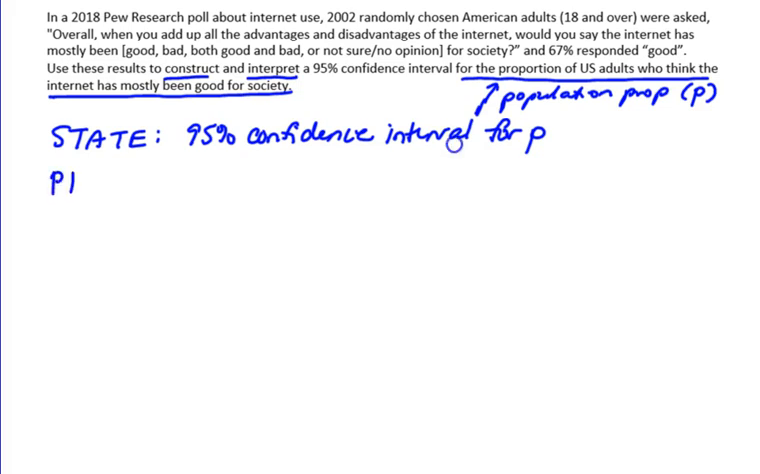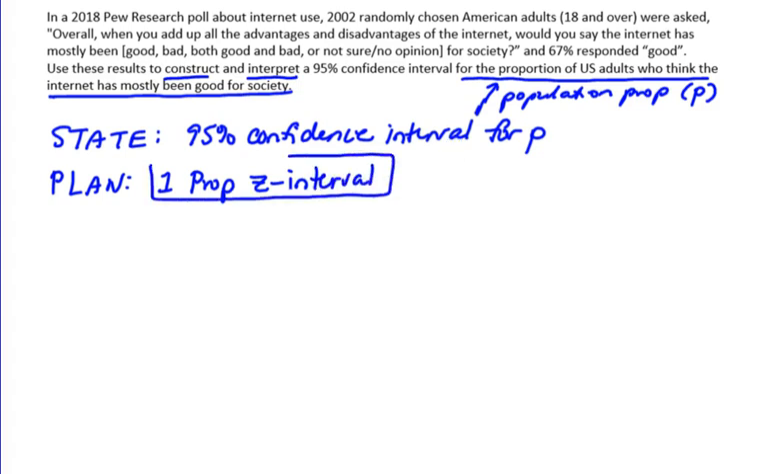Now my next step is my plan step. I want to construct an interval. Since the interval is to estimate a population proportion, and I have one sample, I'm going to do what's called a one proportion Z interval. This is the particular inference procedure I'm going to use. I want to find a one proportion Z interval. Now I need to check the conditions for that.